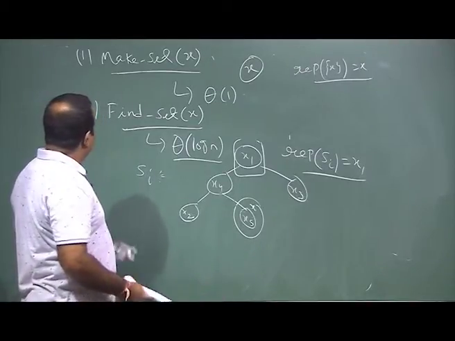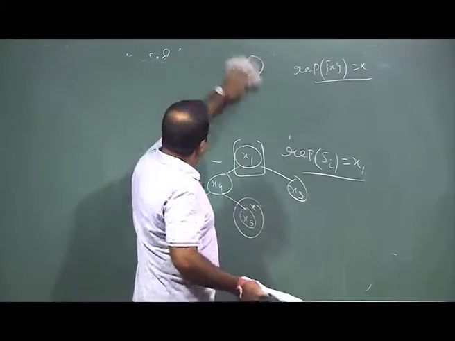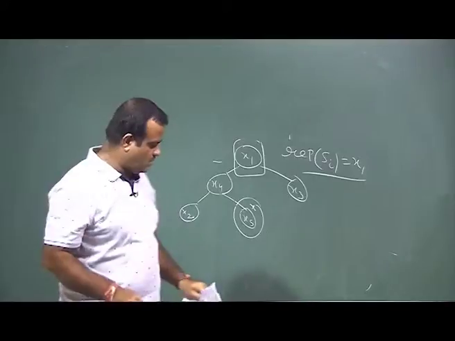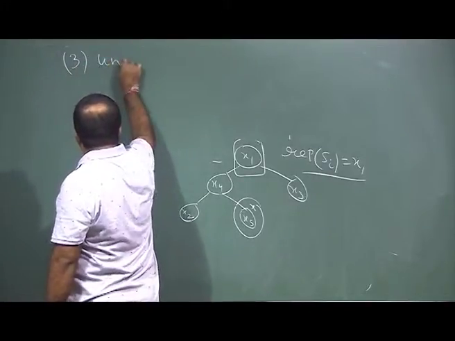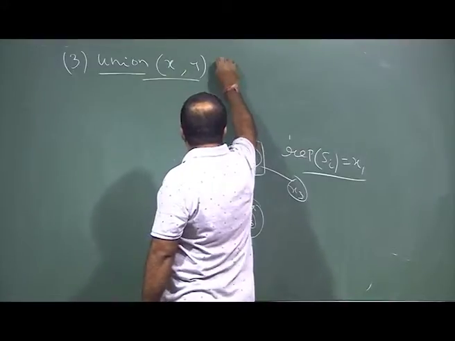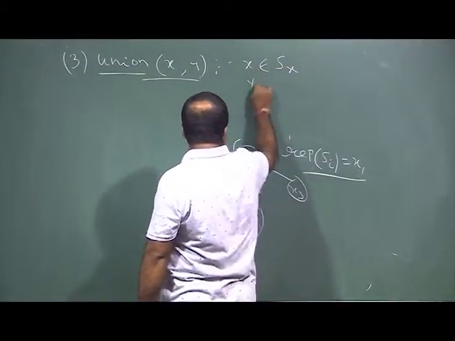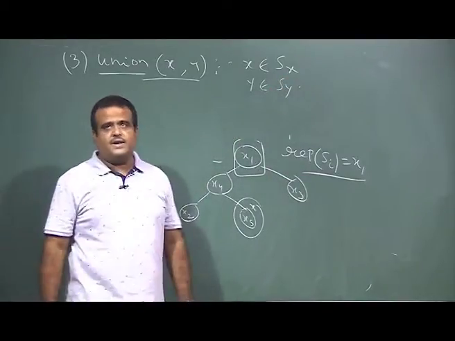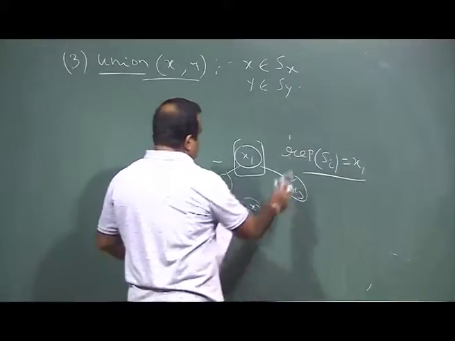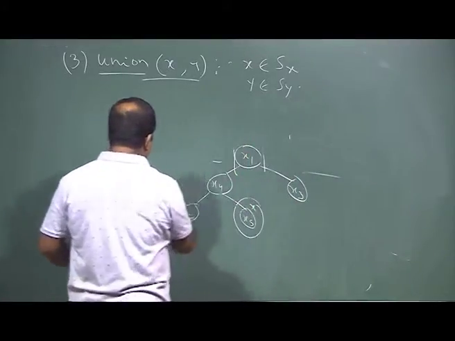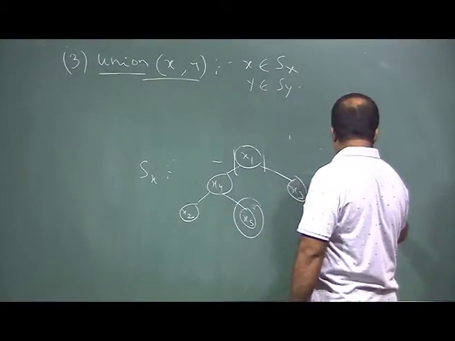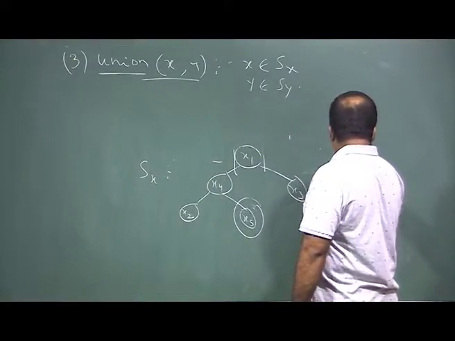Now, how to perform the union operation? We also want to see whether we can do it in log n time or not. Okay, union. Suppose we have two elements x and y. Suppose x belongs to one set and y belongs to another set, and we want to replace these two sets Sx and Sy by their union. So how to do that? Suppose this is our Sx, somewhere here, and we have another set, say Sy.